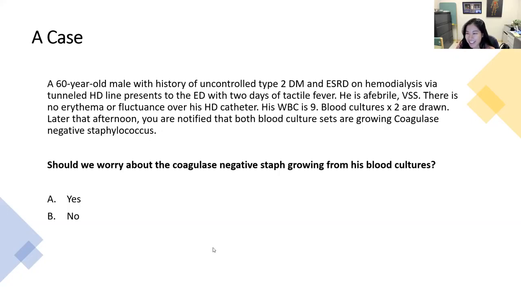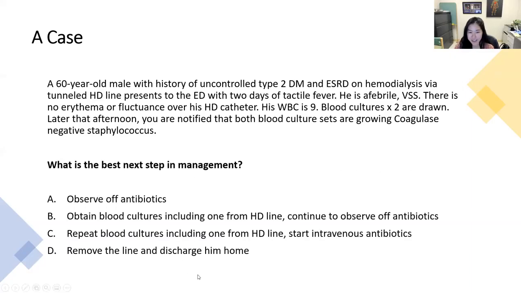All right, so maybe we don't know, which is why we're here today. I would argue, yes, we should be worried. And so my follow-up question is going to be, what is the best next step in managing this patient? Would you A, observe off of antibiotics, B, repeat his cultures and continue to observe off of antibiotics, C, repeat blood cultures and start antibiotics, or D, remove his line and discharge home?